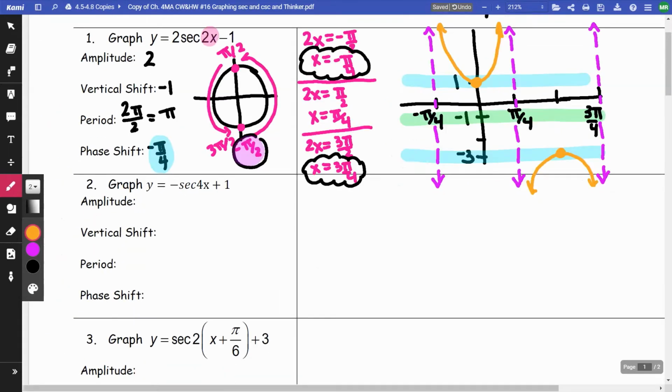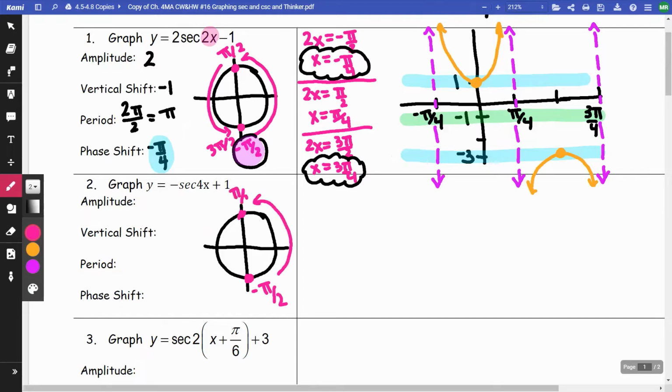On number 2, for this, again, it's going to be the same as the one above. So what I want to focus on is where are we going to have our zeros for cosine, here and here. So again, I'm going to go from negative pi halves to pi halves back down to 3 pi halves. My amplitude is 1. My vertical shift is a 1. My period is 2 pi divided by b, so 2 pi fourths or pi halves.